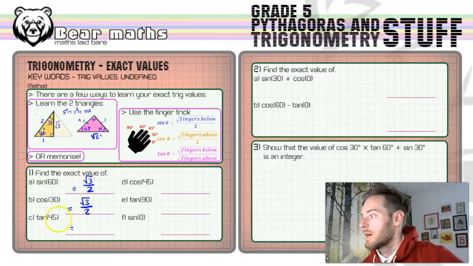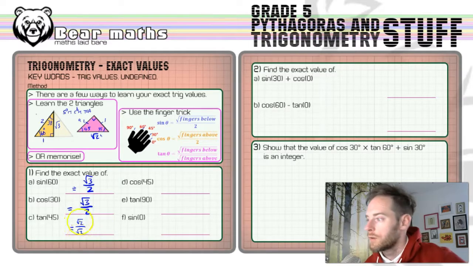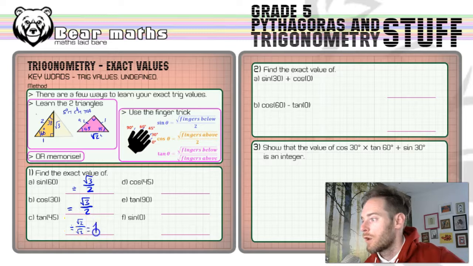Okay, tan 45. So 45 is there. This is all about the square root over the square root. So 2 fingers below, 2 fingers above. So that's going to be root 2 over root 2. Okay, and whenever you've got something divided by itself, that's just going to give you 1 whole. So tan of 45 is actually 1, right?